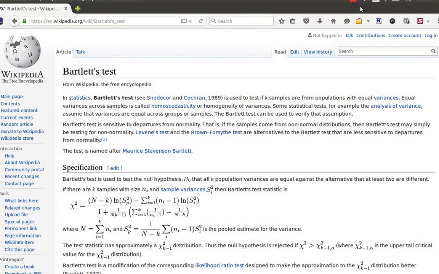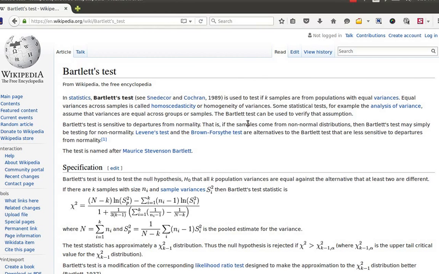There is a wonderful page described for Bartlett test on Wikipedia. You can just go to that. I also use the same page in order to compute the calculations for Bartlett test of sphericity.